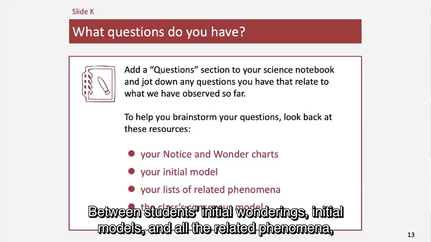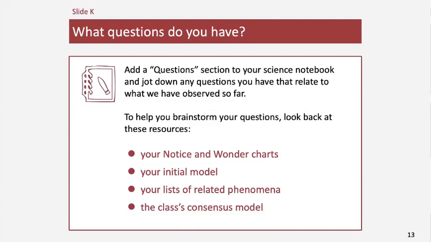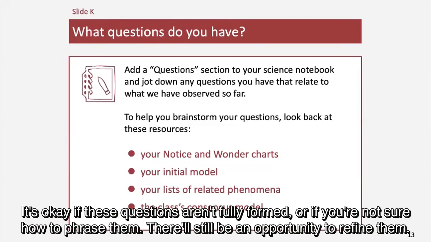Between students' initial wonderings, initial models, and all the related phenomena, there are a lot of potential questions that students could ask and investigate to help them figure out how sound from one object can make something else move. Again, channeling your inner middle school student, take a minute to brainstorm at least 2 questions. It's okay if these questions aren't fully formed or if you're not sure how to phrase them, as there'll be an opportunity to refine them.